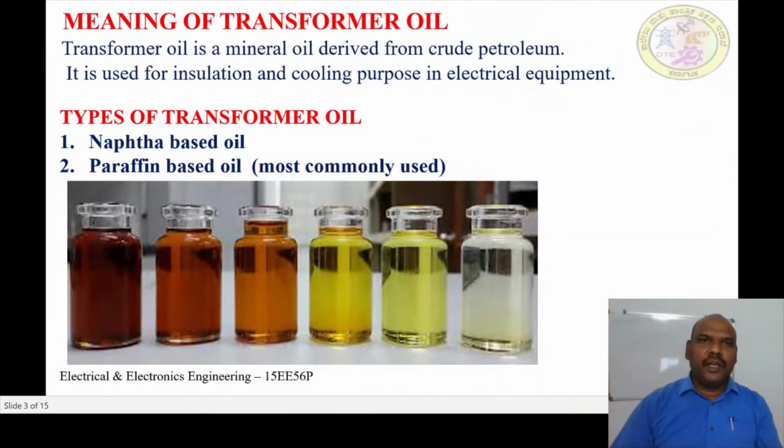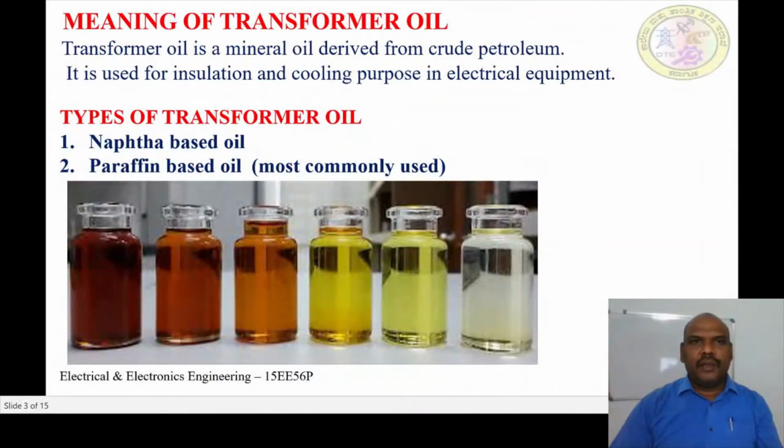Meaning of transformer oil. Transformer oil is a mineral oil derived from crude petroleum. That is, it is the byproduct of petroleum. It is used for insulation and cooling purpose in electrical equipment.